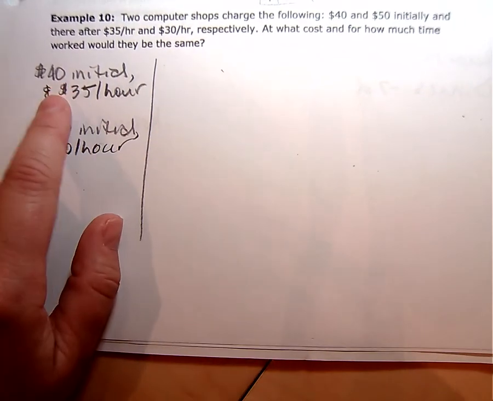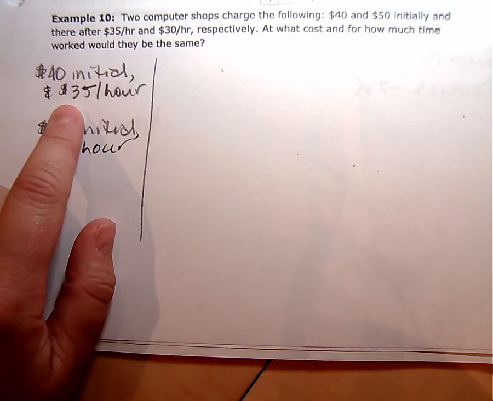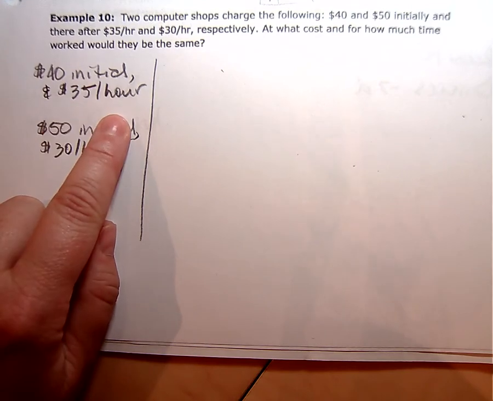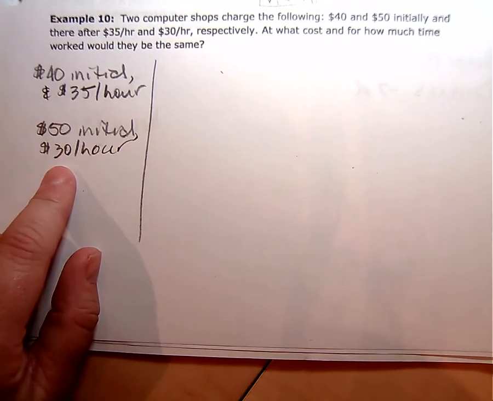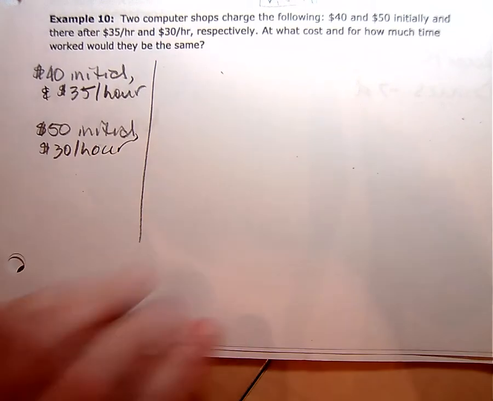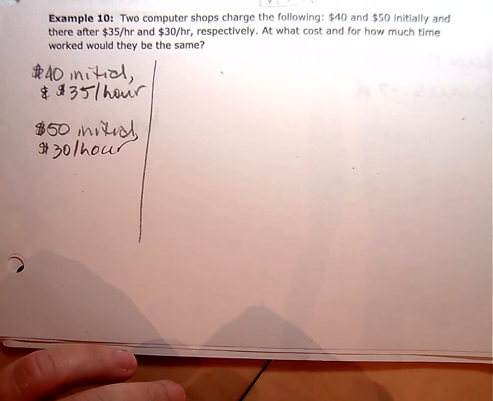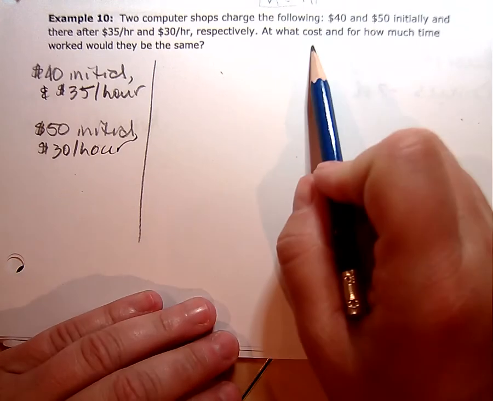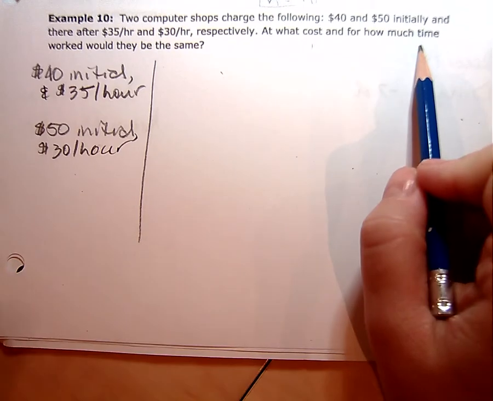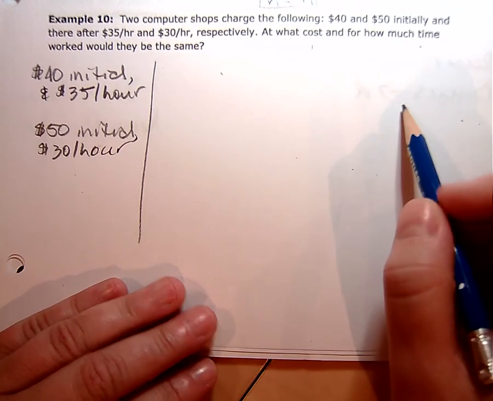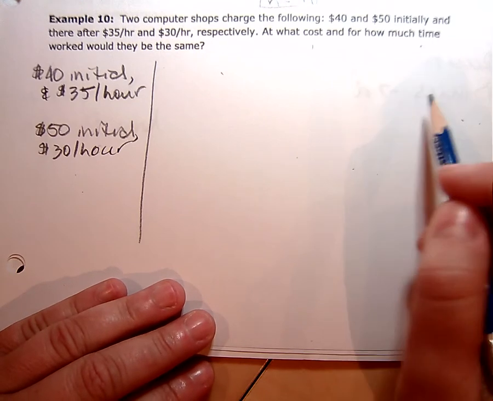So here I just made some notes. $40 initial, $35 per hour later on, $50 initial, and $30 an hour. So I'm going to let C be the cost charged and X be the number of hours, right? Because we have different things here. We have cost and how much time is number of hours. So we're going to let C be the cost charged and let X be the number of hours.